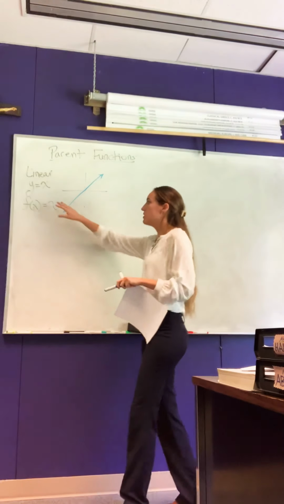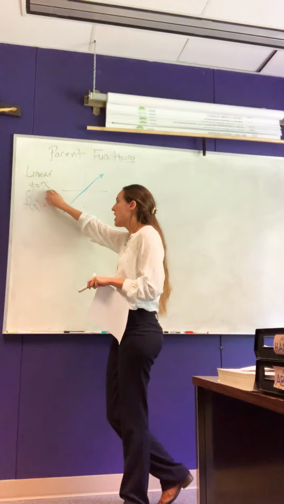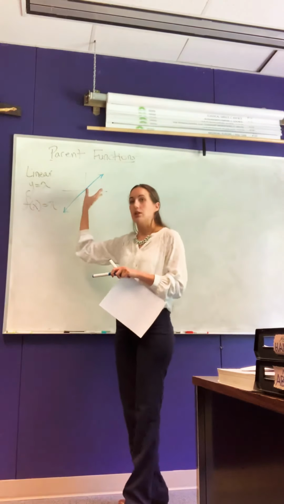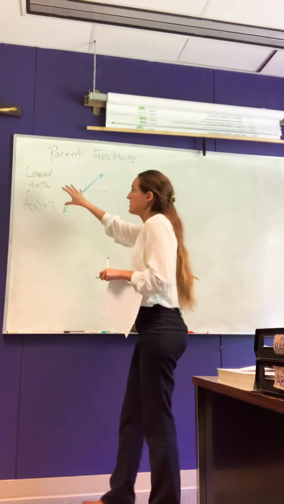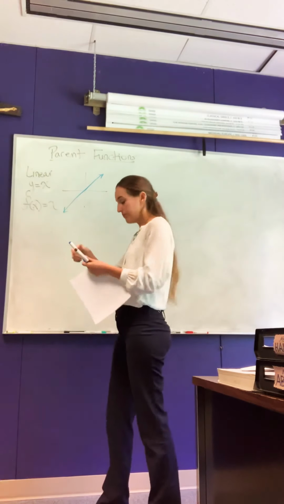And of course we can put numbers in front of x or add on to x, or we can make negatives, right? And that'll shift that line left, right, up, down, change the angle. But this is the parent function, okay?